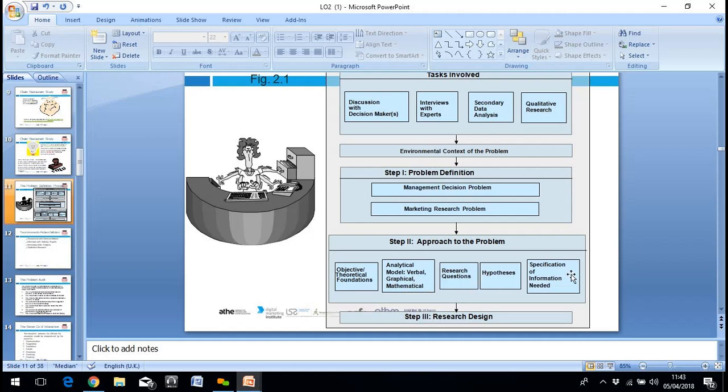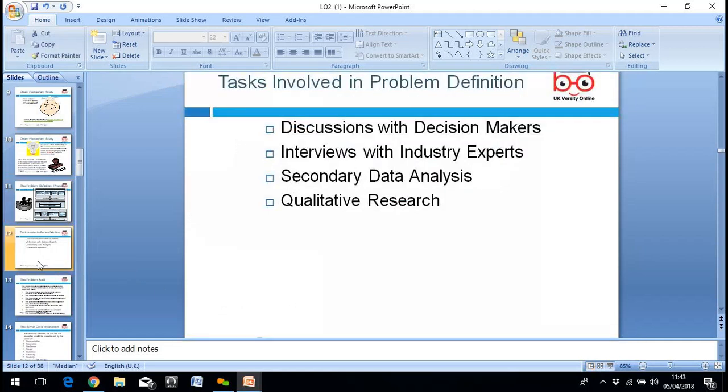And then you need to put up specification of the information needed. At that point, you can then start to design how your research is going to be achieved. So, in a nutshell, that's discussions with people that already know about the problem, interviews with any experts, secondary data analysis or your literary review, and then the research that you're going to do yourself, which is primary research data.